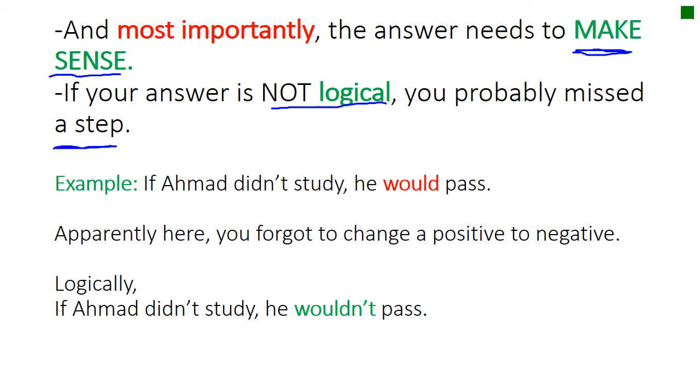Let's take an example here. If Ahmed didn't study, he would pass. When I read my answer, oh my God, I probably missed something. What did I miss here? I missed putting a not here. Okay, you changed this to the negative. You wrote didn't, but here you didn't put not. Okay, you need to put not. Every positive becomes negative, and every negative goes back to positive. Okay, logically, if Ahmed didn't study, he wouldn't pass.